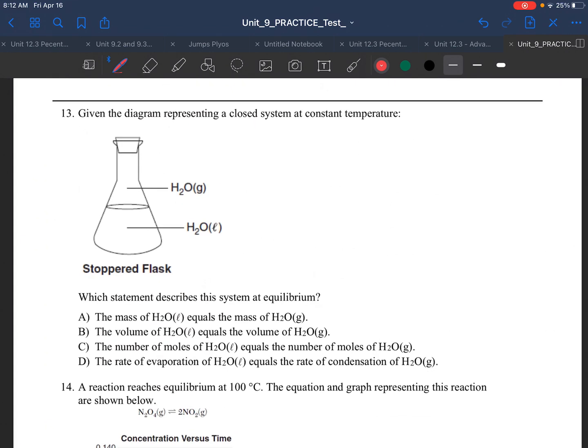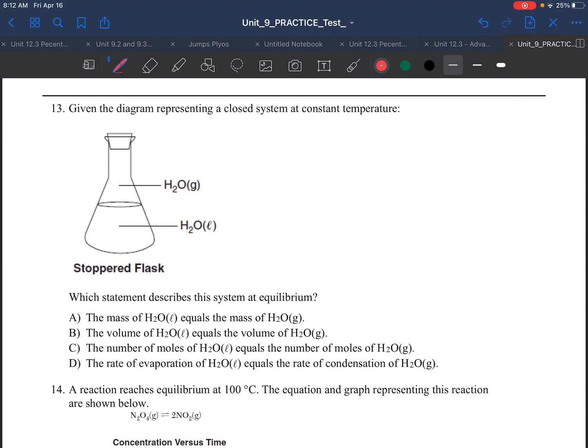All right, 13. So 13 talks about equilibrium between a phase change. So I can write this equation as such. This is kind of what we're looking at, this type of equilibrium. Again, this is a definition question. We didn't talk about how equilibrium affects the mass or volume, or the moles.